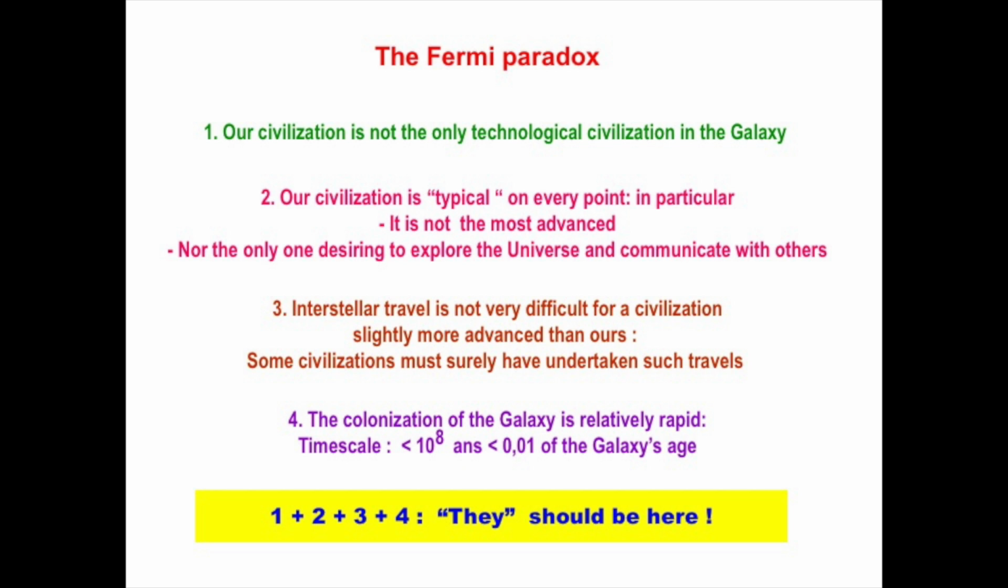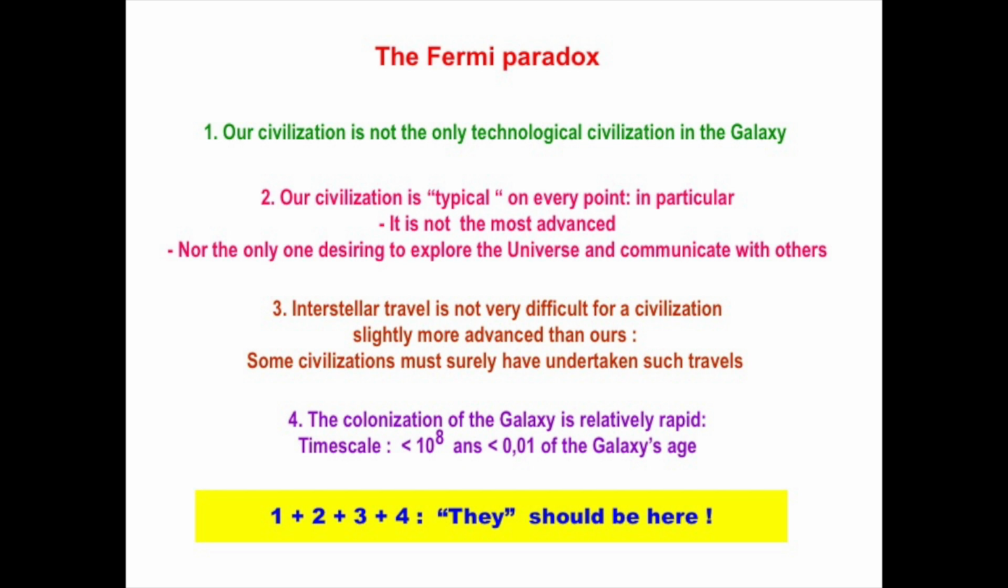The Sun has 4 billion years of age. And so if you extend this Copernican principle, it is natural to think that we are not alone also in the galaxy. It's a kind of anti-pre-Copernican reasoning. Okay, so this is the one assumption of the Fermi paradox here. It's purely Copernican. We have nothing special, we are not alone. And then we are typical in every point. In particular, we are not the most advanced, not the only one desiring to explore the universe and communicate with others.